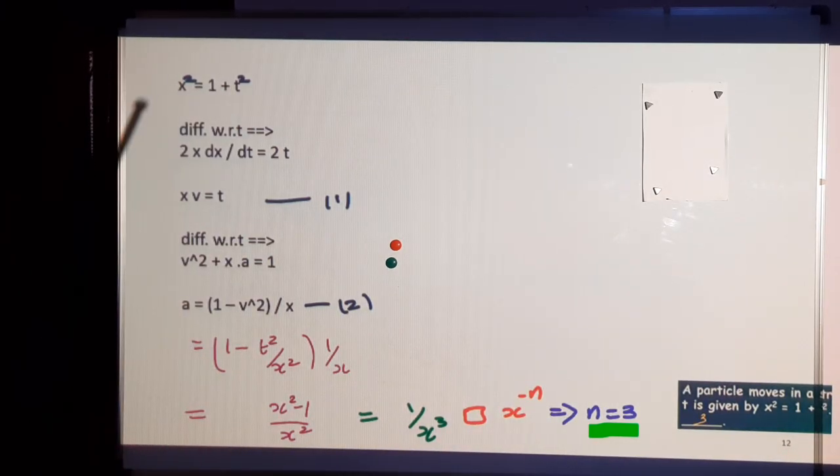This is what I explained here. x square equal to 1 plus t square. Differentiate with respect to time on both the sides. You get 2x dx by dt equal to 2t. That is x into v is t. You have to get acceleration, so differentiate this thing again. This, if you differentiate, you get velocity. So velocity is v square plus x into the differential of this, which is a, equal to 1. So acceleration is 1 minus v square by x, and then v I can write from here as t by x. And then t square can be written as x square minus 1. Simple manipulation will get 1 by x cube. So n is 3.